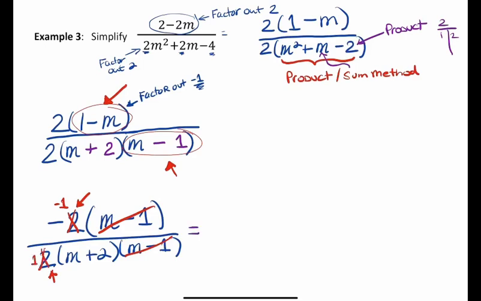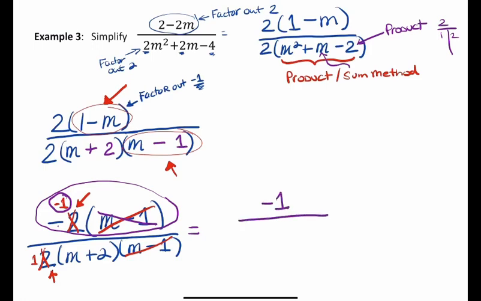Now notice in the numerator, let's pay attention to what's happened. The m minus 1 canceled, the negative 2 canceled. All that's left is negative 1. So that's all that remains in that numerator. In the denominator, there's a 1 there, but we really don't need to show that. So I'm just going to write m plus 2. And that is as much as you can do with that problem.